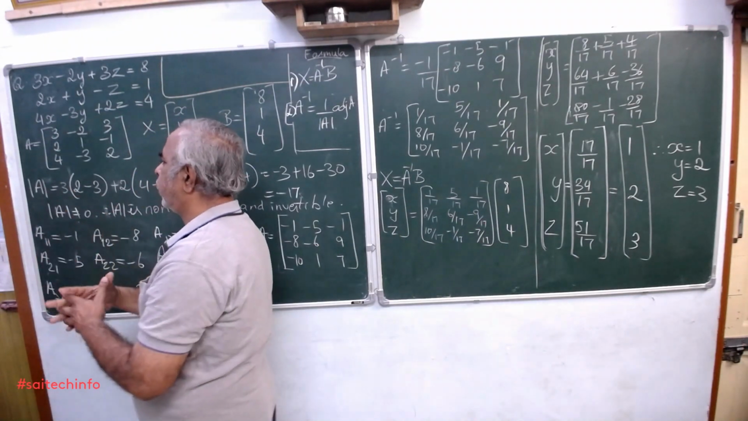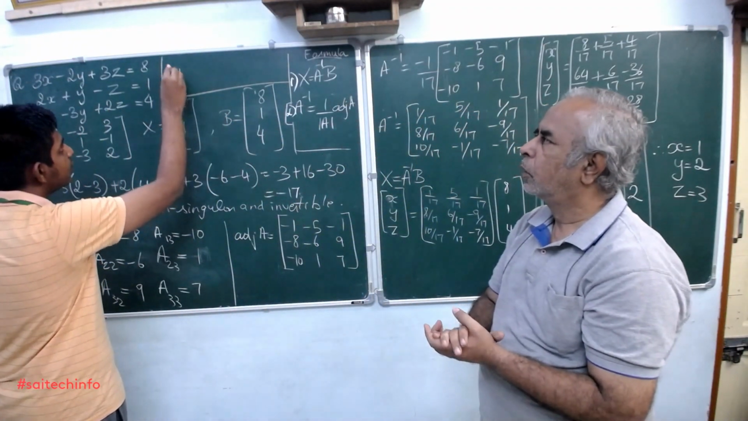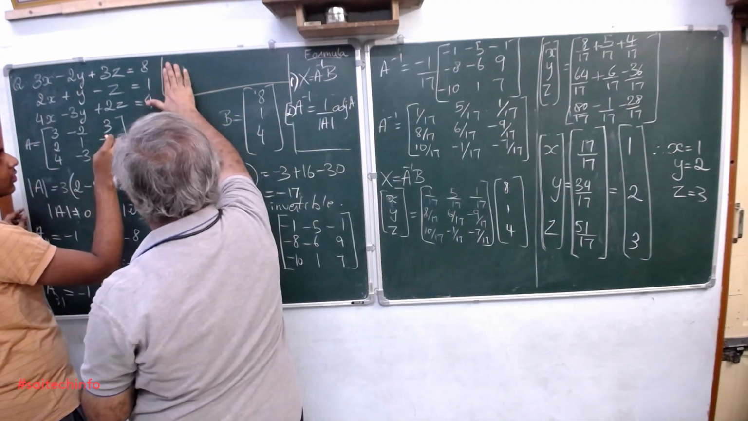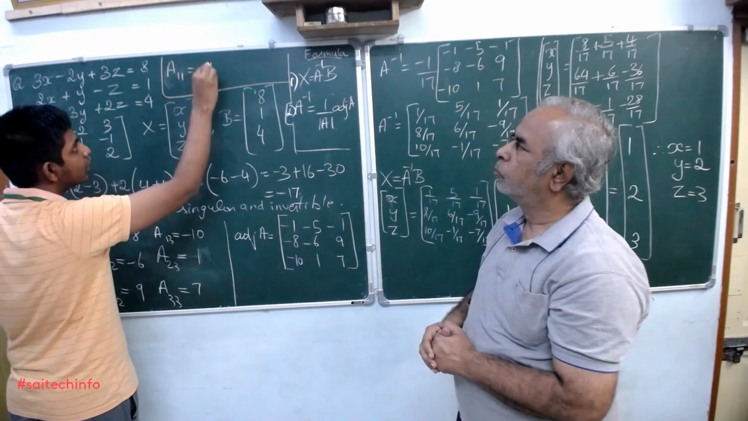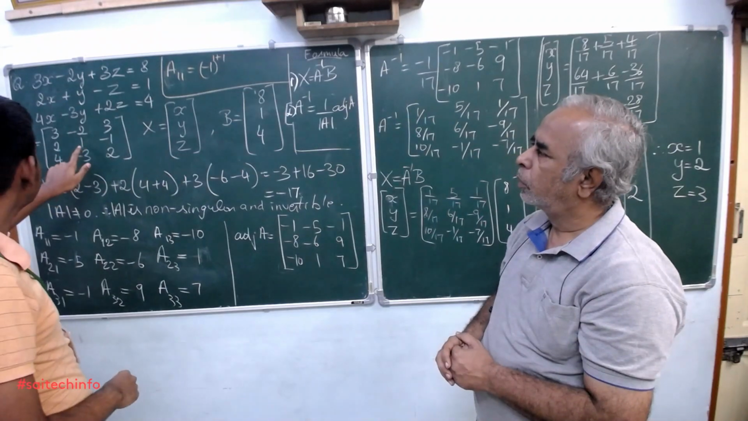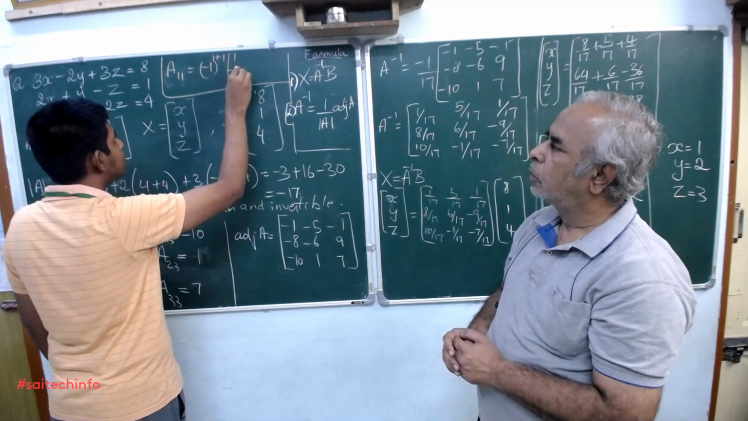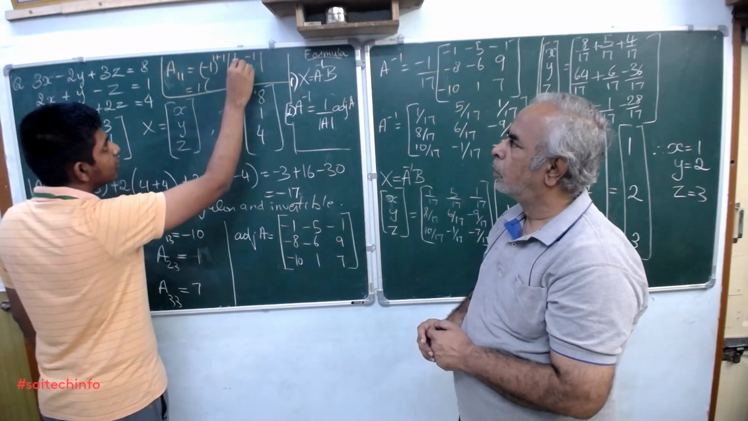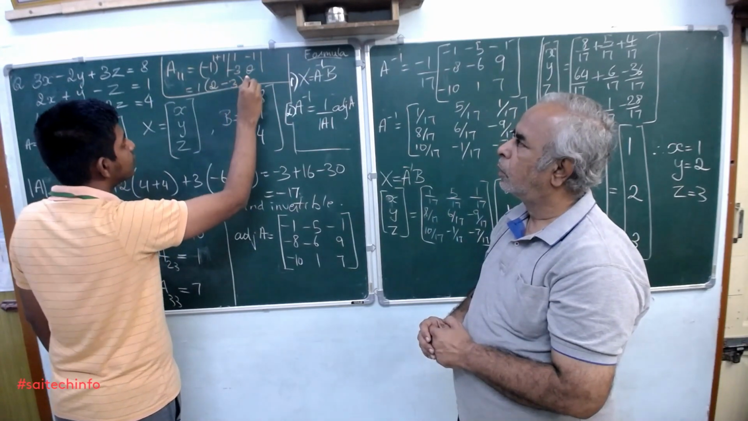So what do you mean by cofactor? For example, for A11, what is the cofactor? For A11, minus 1 to the power of i plus j. Here i plus j is 1 plus 1. Now you can write down that A11 is equal to minus 1 to the power of 1 plus 1 into the respective minor. Here the minor is 1, 2, minus 3, minus 1. So here we get 1 into 2 minus 3, which is equal to minus 1.